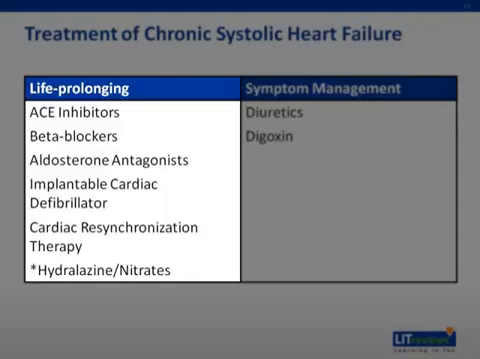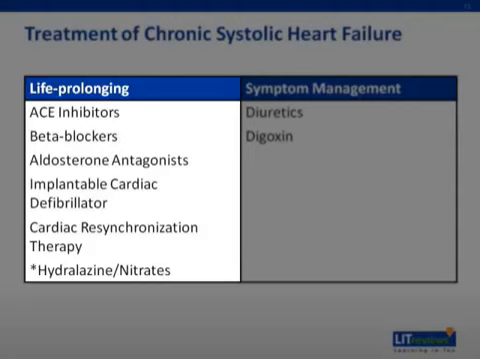In patients with Class 2 to 3 heart failure that maintain an ejection fraction of 30 to 35%, implantation of a cardiac defibrillator has been shown to reduce the incidence of sudden cardiac death. In patients with Class 3 to 4 heart failure, depressed ejection fraction and a QRS duration greater than 120 milliseconds, biventricular pacing with cardiac resynchronization therapy can improve mortality, decrease hospitalization, and reverse left ventricular remodeling.